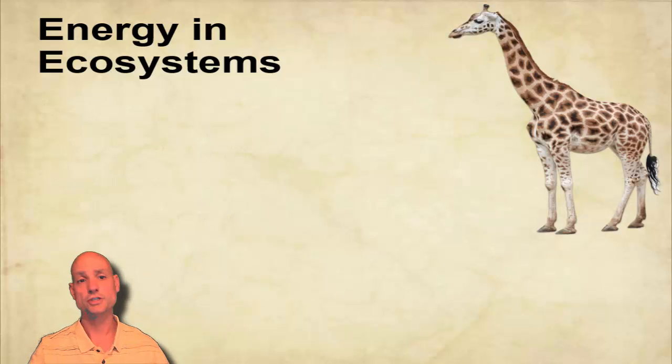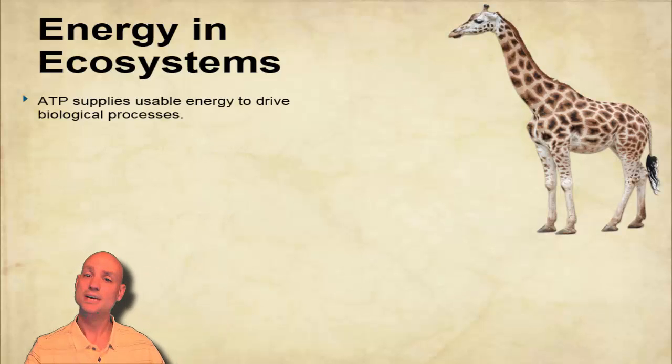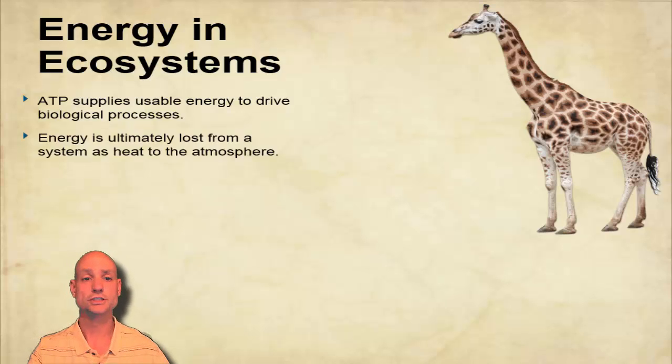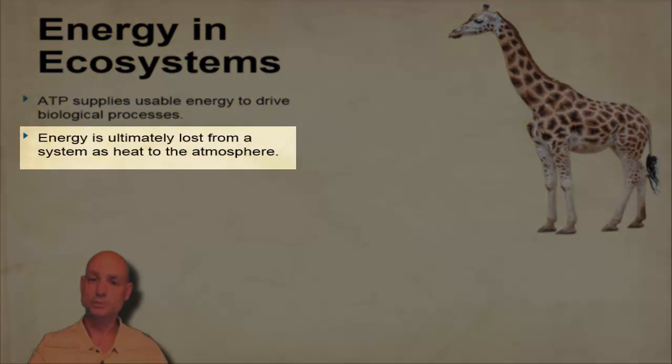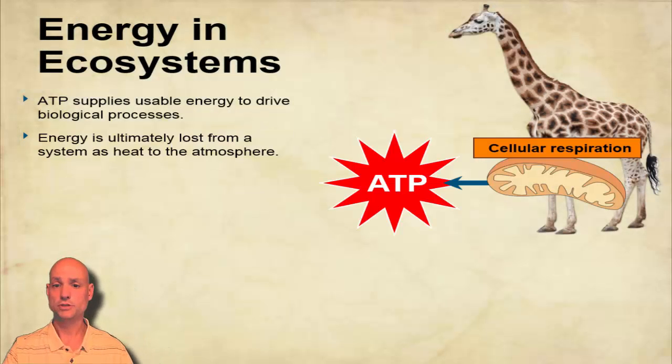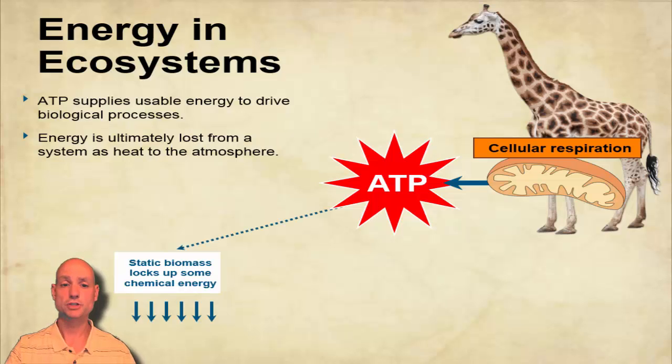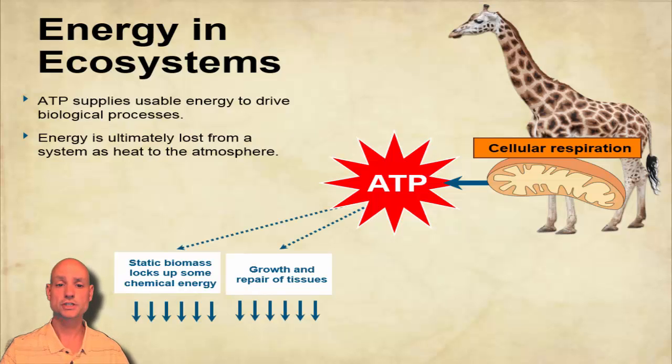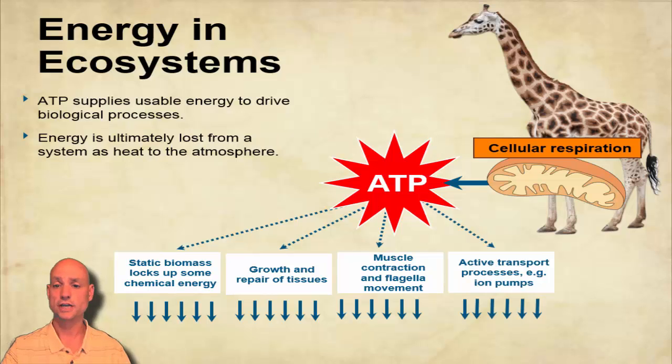Okay, a little bit more about this energy in the ecosystem. ATP is going to be that energy currency. It's going to be used to drive all the biological processes in the cell. But ultimately, all energy is going to be lost eventually as heat into the atmosphere. So here we go. Cellular respiration creates ATP, and ATP is going to be used to do all of these things for cells and for life.